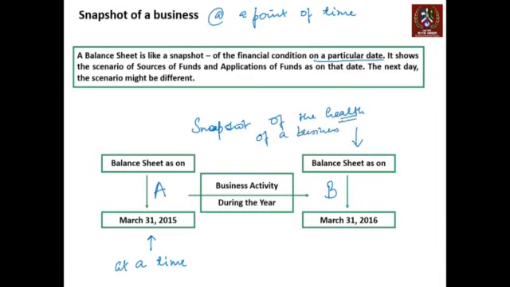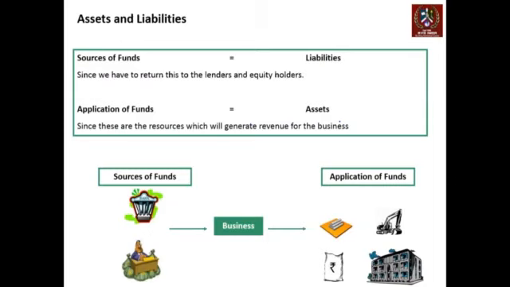Why the health of a business? Because it tells you what it is that you own and what it is that you have to give back to someone at any given point of time, right? That's what a balance sheet would look like. That's what a snapshot would look like of the financial condition of a company at a particular date, at a particular point of time, right? Now, we've again seen sources of funds and application of funds. Sources of funds are also known as liabilities. Application of funds are also known as assets.